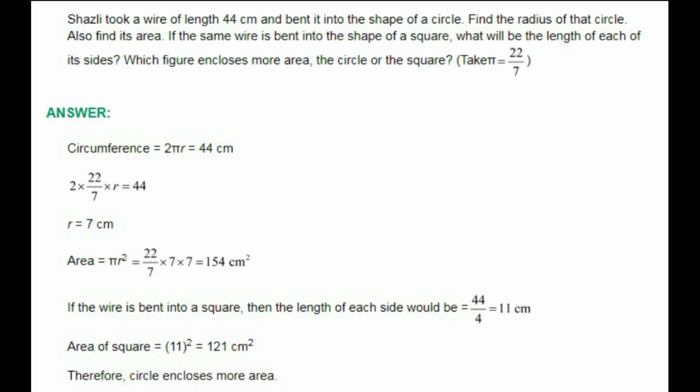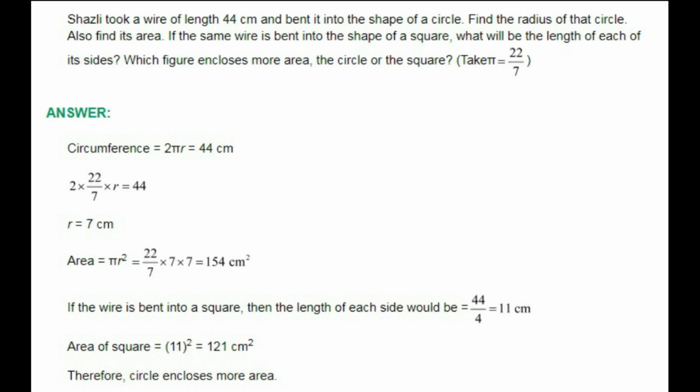Now they are telling you, if the same wire is bent into the shape of a square, what will be the length of each side of the square? We know the total length is 44 cm, and there are 4 sides of a square, so if we divide by the 4 sides, we will get the length of each side, which is 11 cm. Now that we know the length of each side, we can easily find the area. The formula for the area of a square is side square, so 11 square, that is 121 centimeter square.